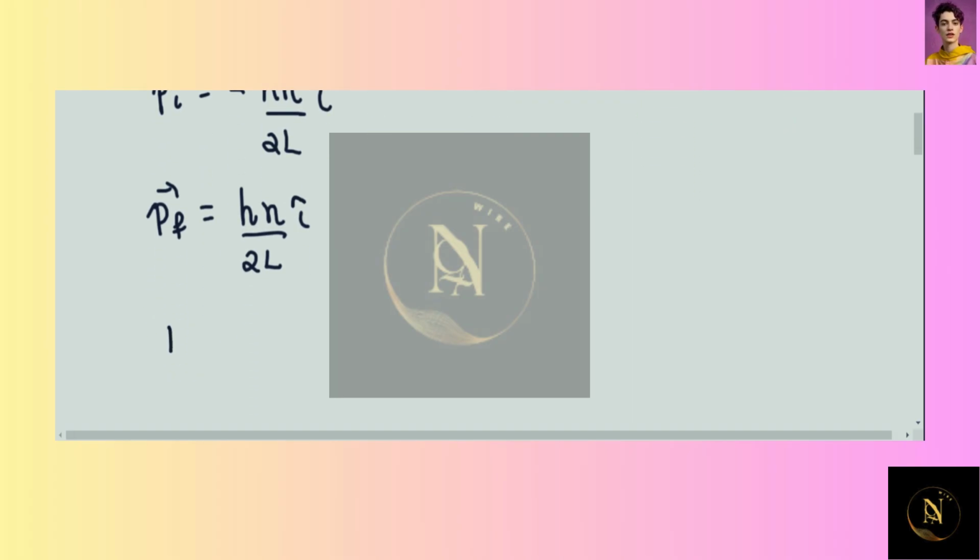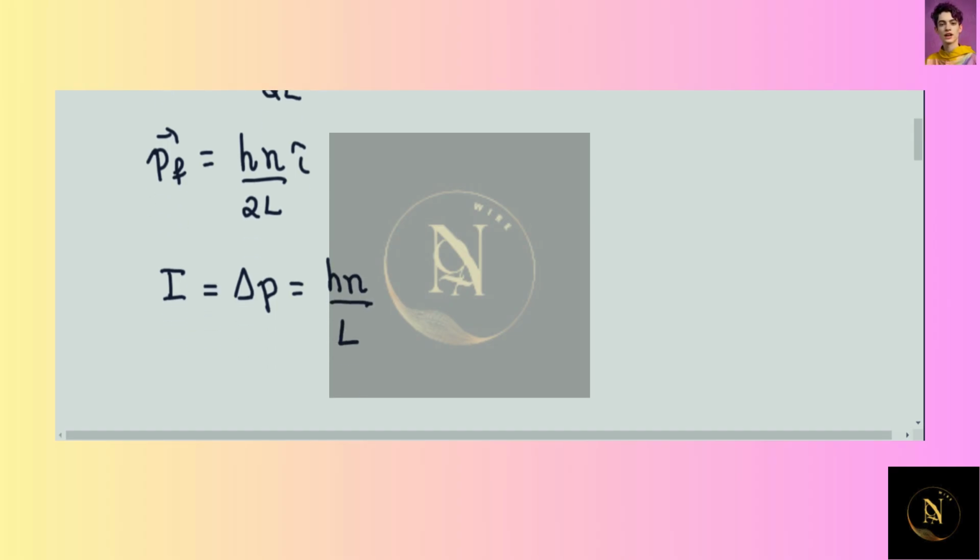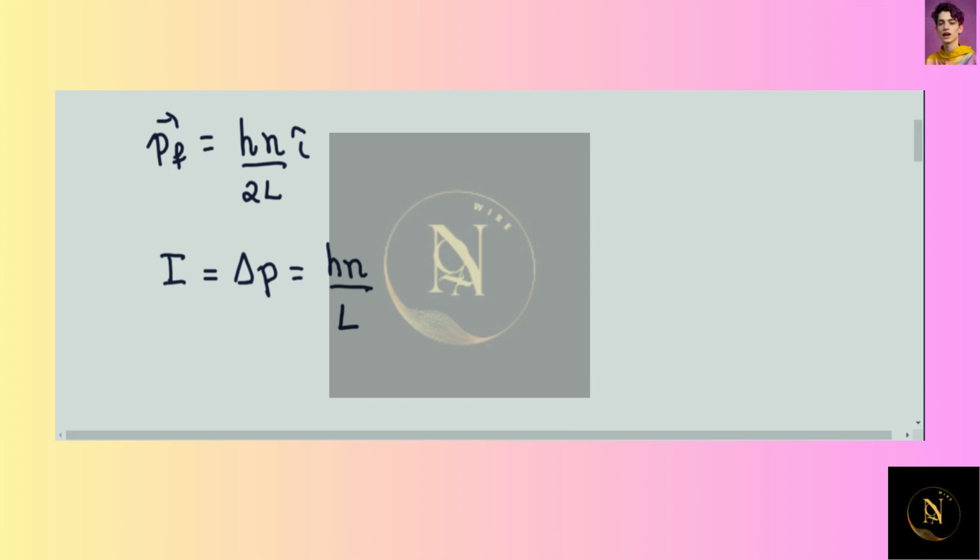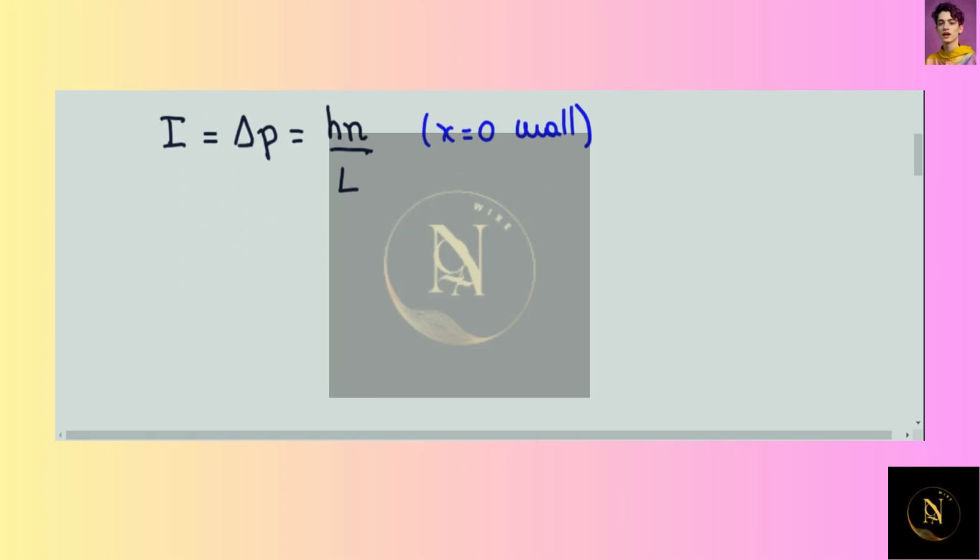So the impulse, the magnitude of the impulse, is just the variation of the momentum, and this is equal to hn divided by L. Okay, this is the impulse for the x equals 0 wall. This is the magnitude of the impulse.